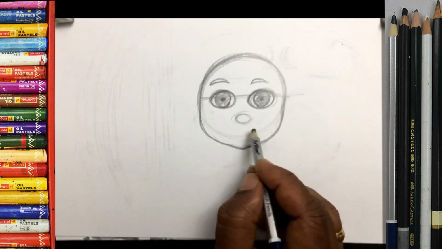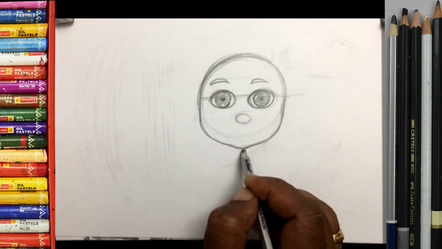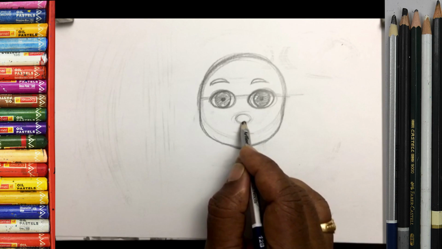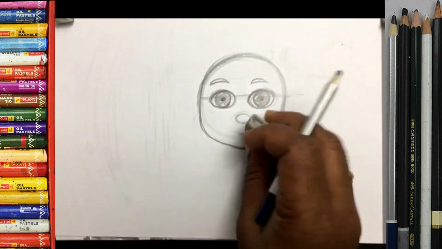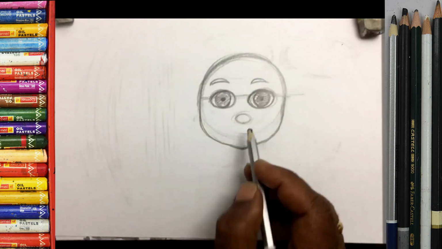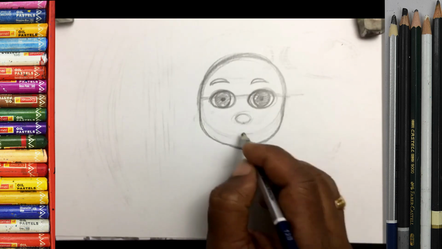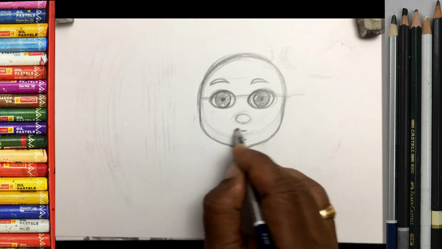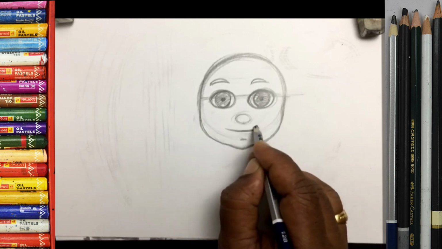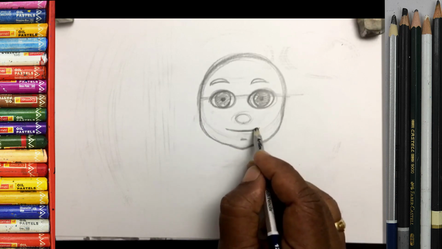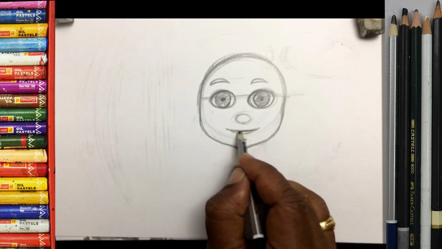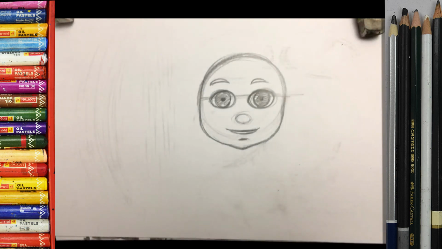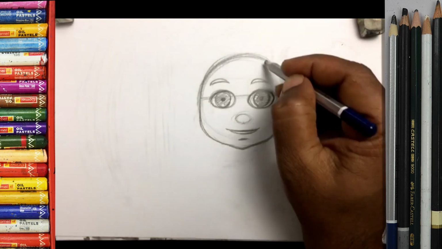And now from here to here, you draw the mouth in the middle. Okay, you just make its mouth over here. See, you just make two lines. One, two, like this. So you make this one. This is a mouth. Okay. Make the mouth like this.